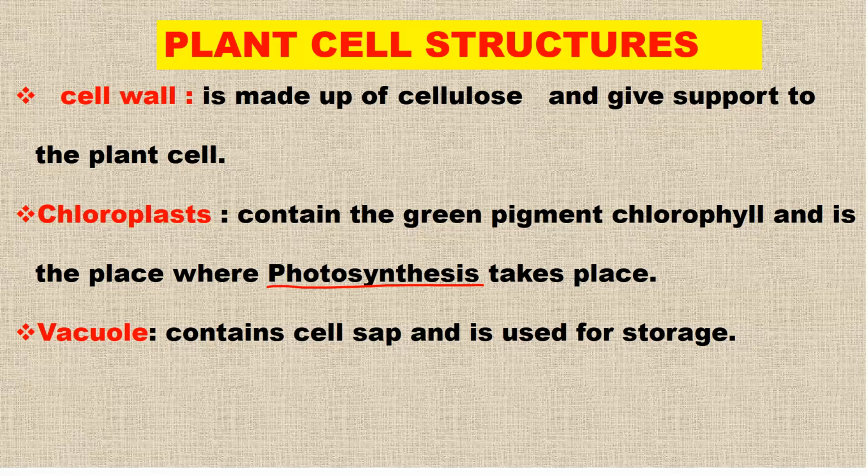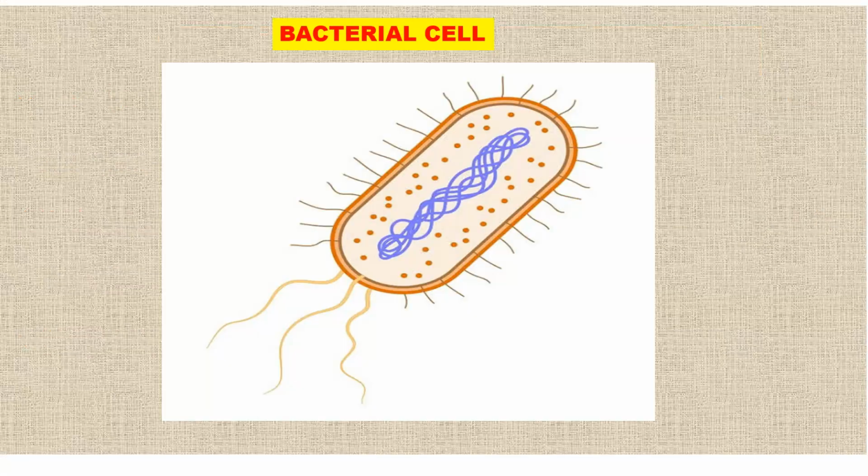So basically, these are the cell functions of cell structures. You need to know those that they have in common, both a plant and animal cell, their functions, and only those that are found in the plant cell. It is going to save you marks. So very important. Now, let us look at the bacterial cell.